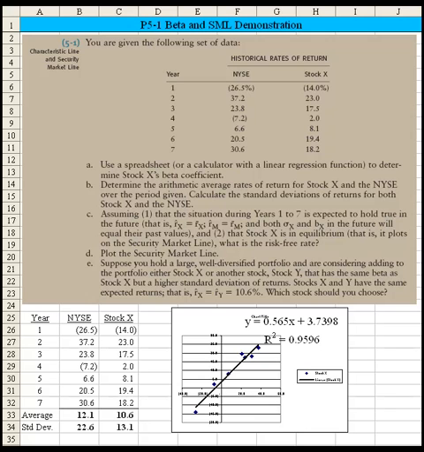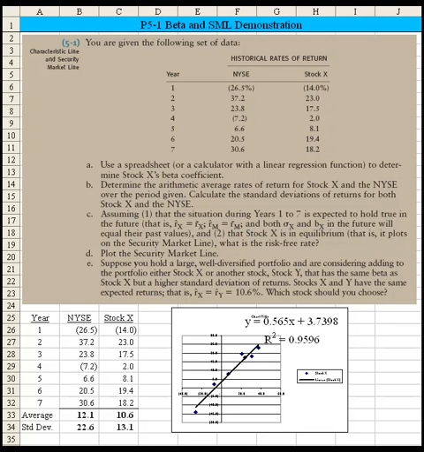Okay, now let's look at Part C. And Part C says, assuming that the situation during years 1 through 7 is expected to hold true in the future. And what that means is the expected return of stock X is expected to equal the average rate of return, and the expected rate of return of the entire market is expected to equal the average rate of return, and both the standard deviations in the future will equal their past values. So we're really assuming a full equilibrium situation, and also that stock X is in equilibrium, and they tell us that means that it plots directly on the security market line.